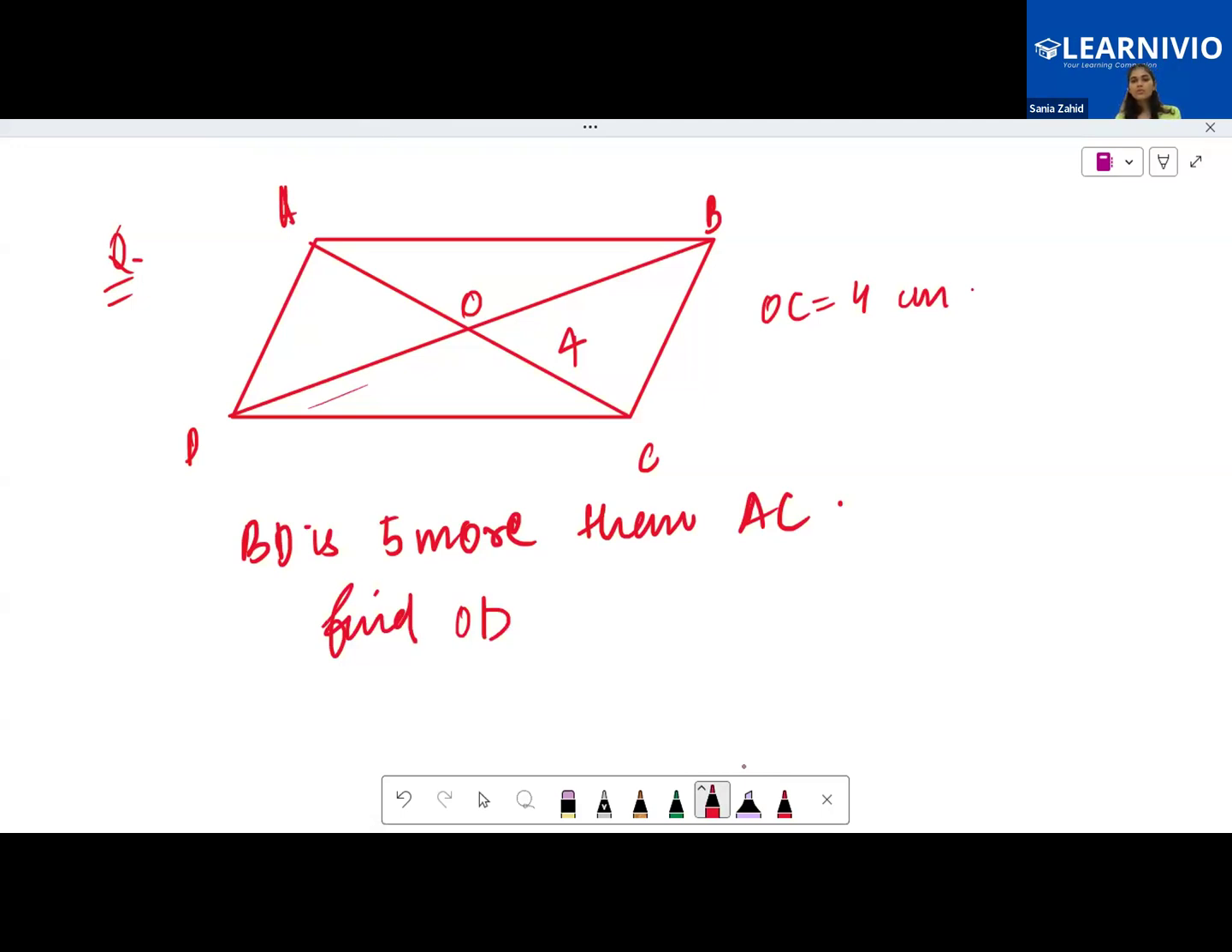Can you do this, both of you? Yes. Okay, please try attempting this question. Now 5 more than means we have to add, right? Yeah. Okay.